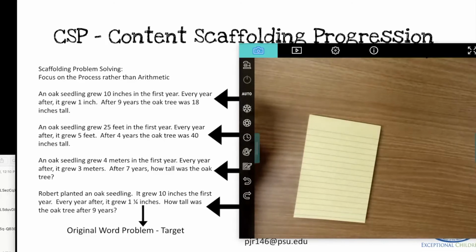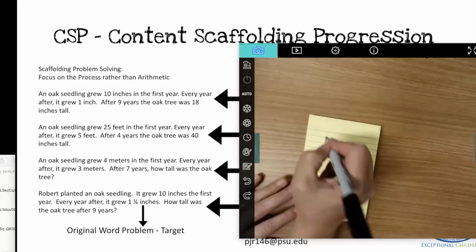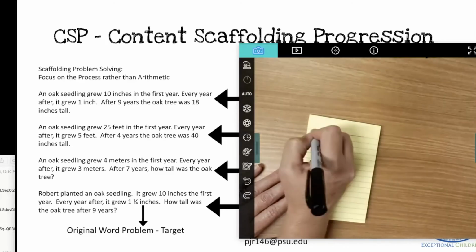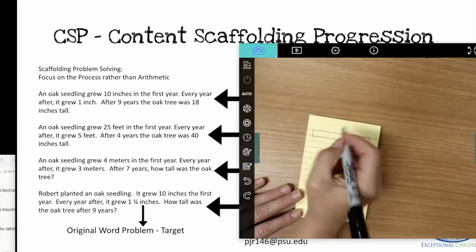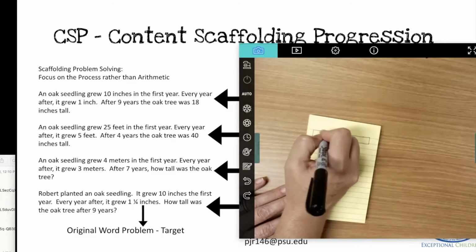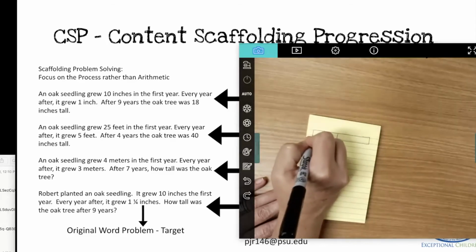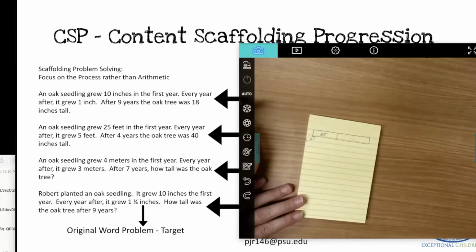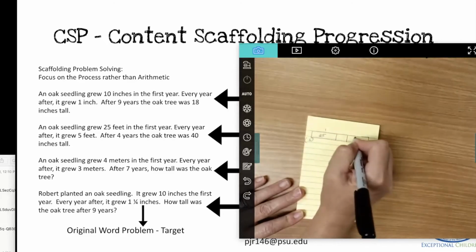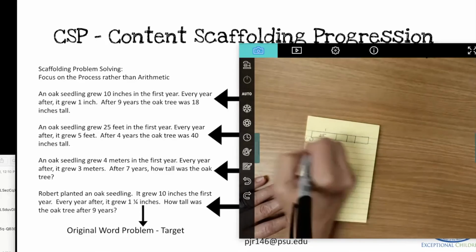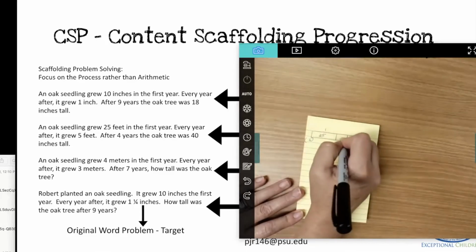So at this point, like I said, what can we use? Grew 25 feet in the first year, and every year after 5 feet, after 4 years. So again, if we look back and think about the last one, what did we know about that? Do I have a start? Absolutely. I have a start that's 25. So here's my start. Do I have something I'm adding? Yes, for 4 years. So this is 1, 2, 3, 4, and that's going to be my total. These are 5.